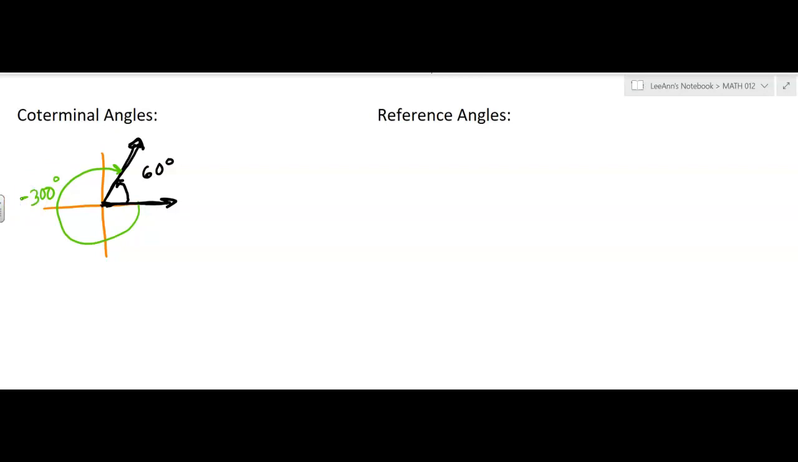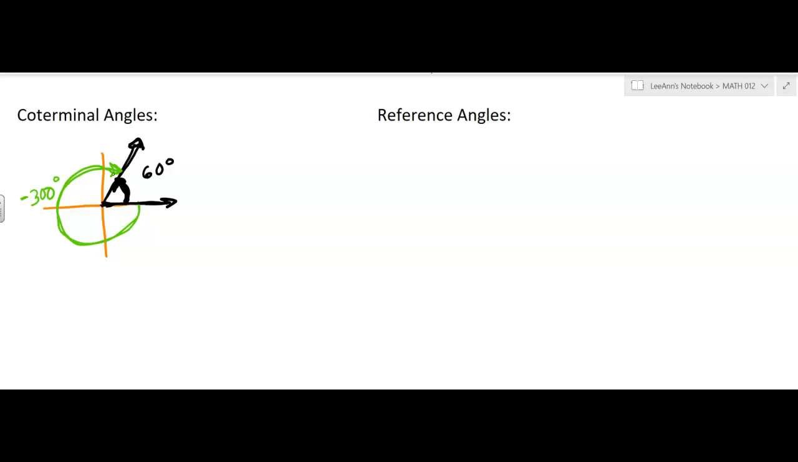Okay, so we call those, because they have the same terminal side, coterminal angles. They're not the same angle. So you have a 60-degree angle. That's this one right here, that little wedge. And then you have this larger one out here with a negative measurement this time. That would be negative 300 degrees. It's a different angle, but they wind up at the same spot, on the same side, okay? So they're called coterminal angles, all right?